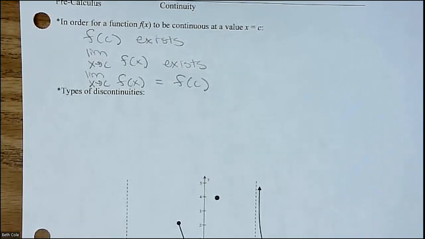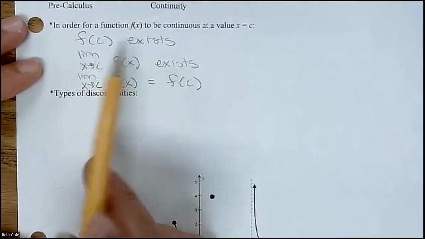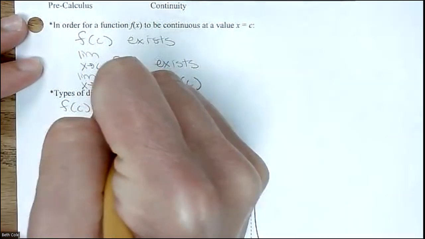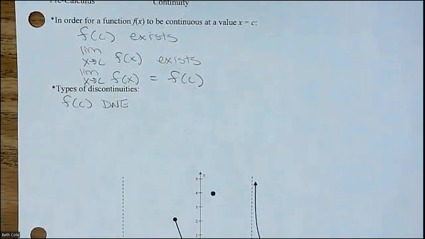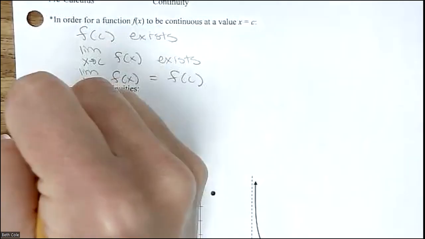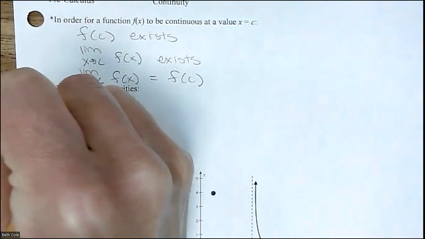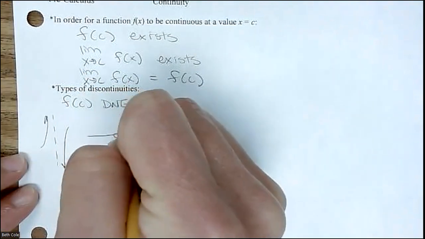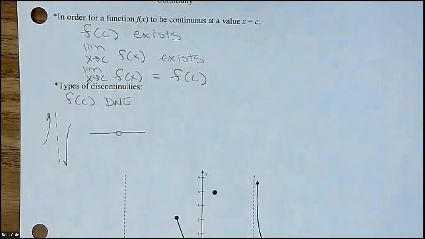So types of discontinuities, I'm going to show you the ways that those 3 rules could be broken. So let's break the first rule. I know, I'm like, here, let's break rules. Let's break the first rule and say that f of c does not exist, that there isn't a point. There's 2 ways that can happen. Can anyone give me one of them? There's 2 ways you cannot have a point. An asymptote is one, and then somebody said the other one, a hole. So if you have an asymptote, that's going to break that rule. Or if you have a hole, that's going to break that rule.